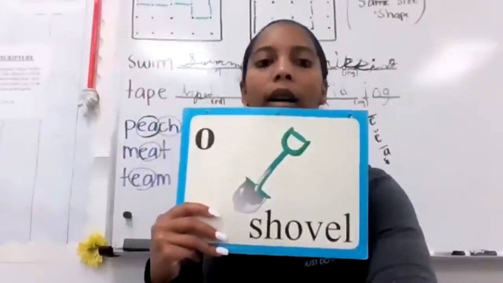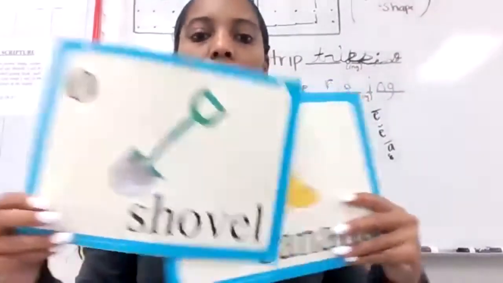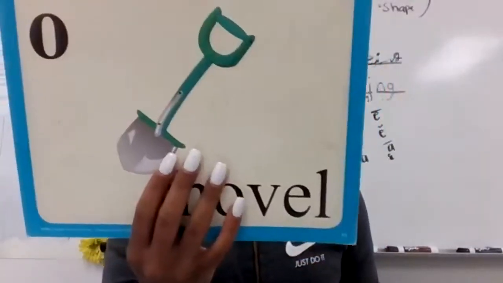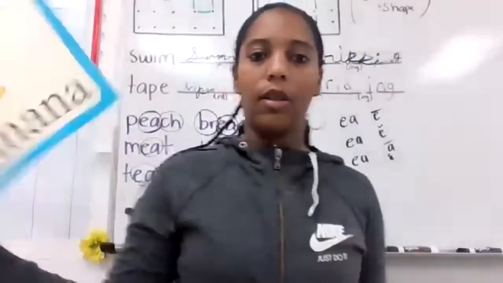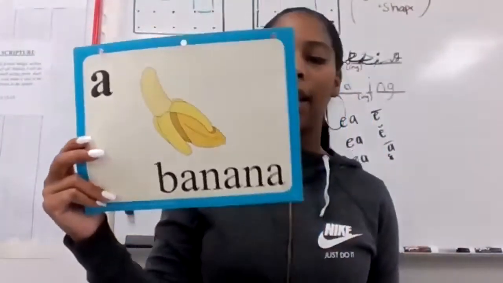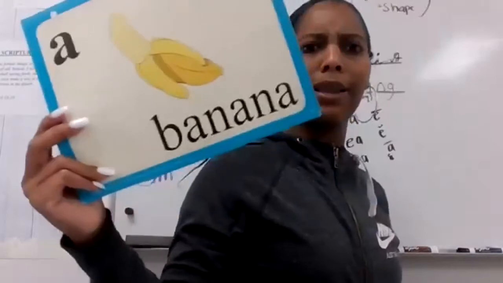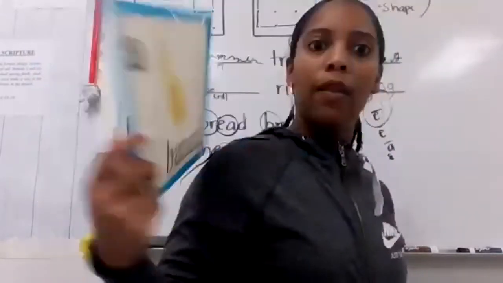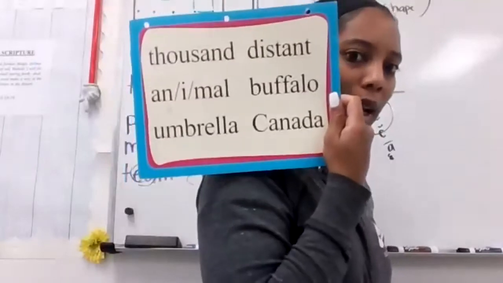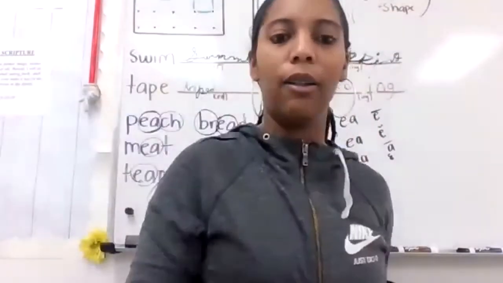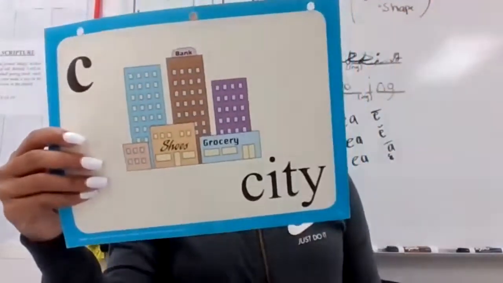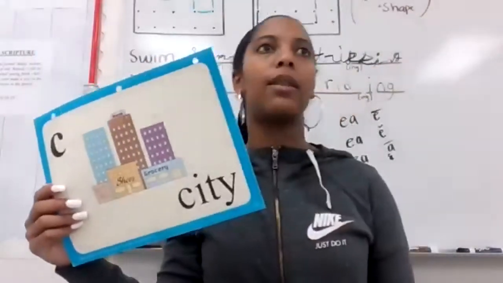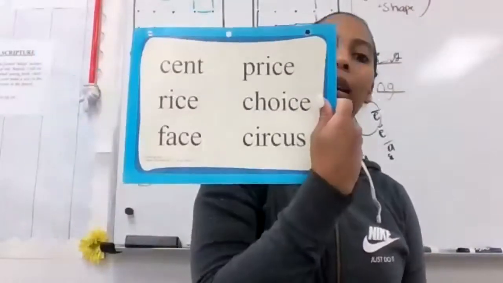All right, let's go over some clue cards. So O says in shovel. Okay, this is an animal we would find that lives in Africa. Lion. That's where they're from. A says in banana. This is where we visited last week in social studies. Canada. Next, C says in city. All right, this is a place where you can see clowns and animals doing tricks.